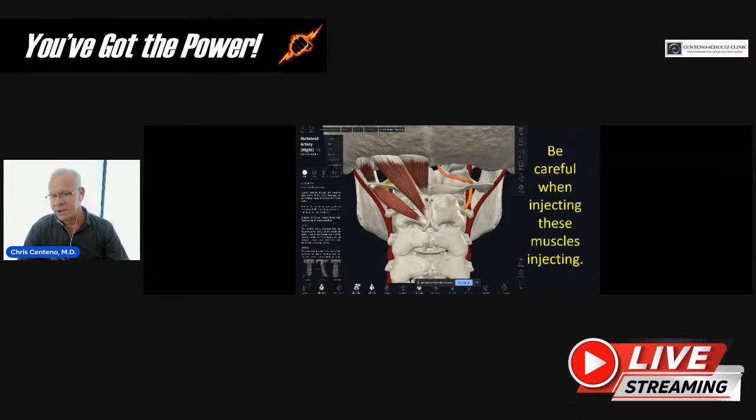And then, as always, be careful when anyone's injecting these muscles. You can't do these blind. I've outlined in yellow here where the vertebral artery is. And remember, this is the artery that supplies blood to the back of your brain. So if you inject inadvertently into this artery because you're not using guidance and you don't understand what's going on, you just stick a needle in here, then you're going to stroke the patient out. So again, be very careful.